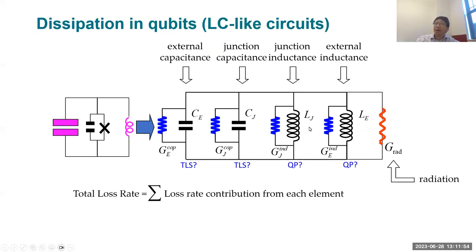And now let's go through the two parts of our talk. We're going to first talk about dissipation, and then we're going to talk about dephasing. For dissipation in qubits, I'm not going to start by introducing operator formalism. I'd like to take a more classical approach to let you understand how to think about dissipation. Essentially, we're going to focus on the transmon, since other qubits will be more complicated.